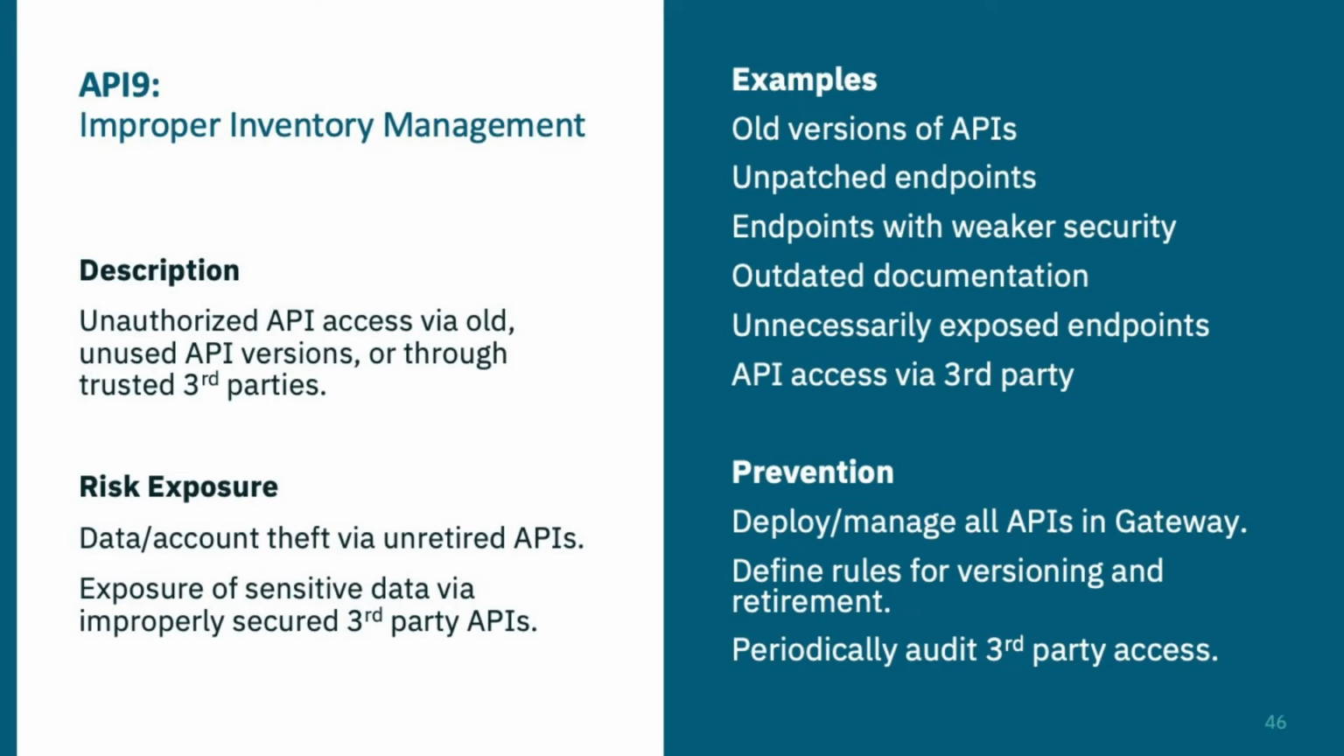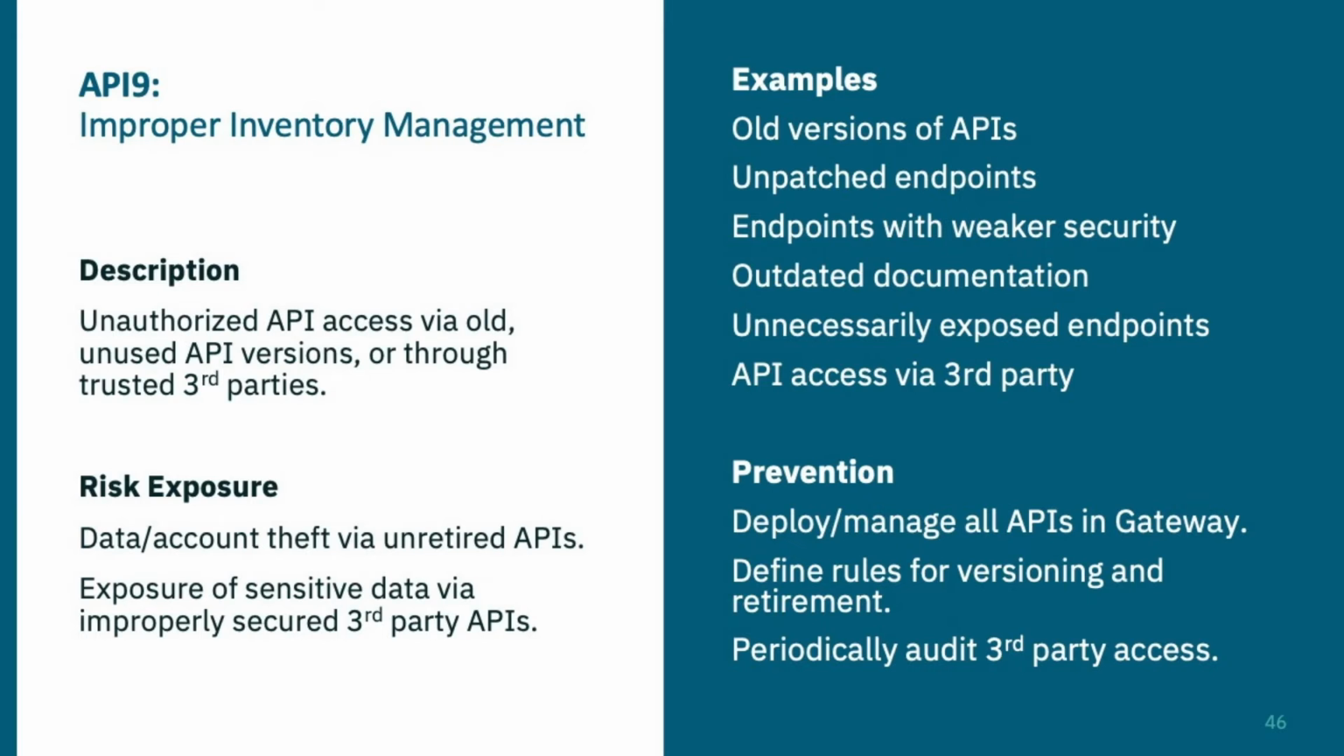What we find is attackers are going to look under the hood. They're going to look for old versions of API. So when you increment from version 3 of the API to version 4, what happens to version 3? Does it get retired? Does it stay accessible? Are there unpatched endpoints on that older version that you've corrected in the new version but still exist on that older version? Hackers are looking for those types of things. They know that those older editions may have endpoints with vulnerabilities or weaker security or outdated documentation. This is the kind of thing that they're looking for to exploit.